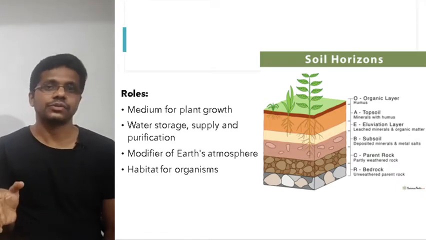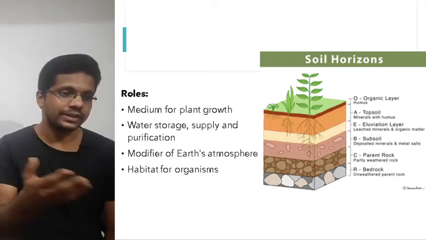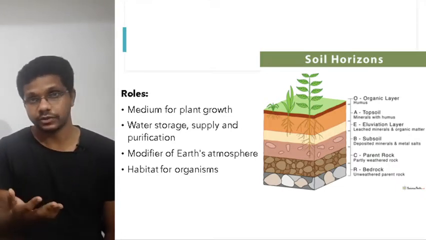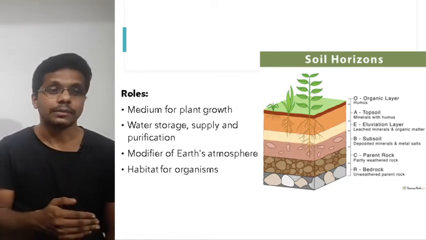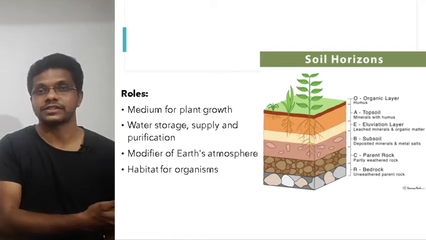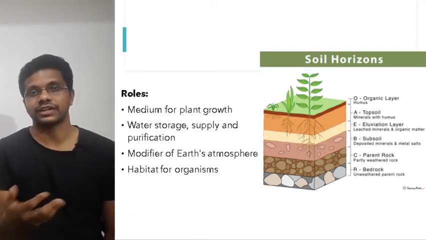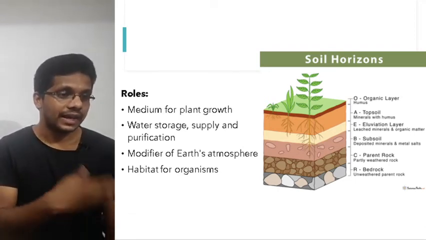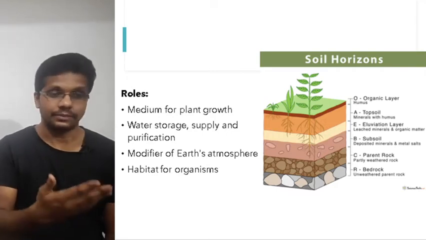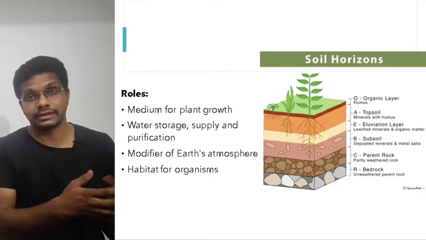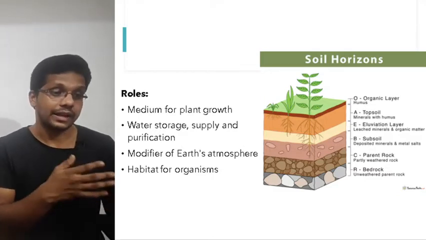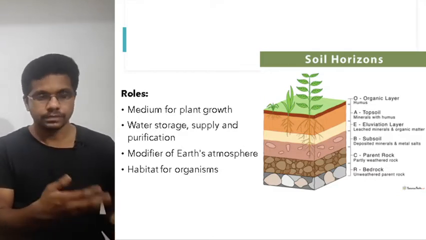Now the basic functions of the soil. They provide a medium for plant growth, and plant growth is essential for all terrestrial organisms because plants are the primary producers, and from them we get all our energy needs. Soil also has a role in water storage, supply and purification, and it modifies the atmosphere. It has a main role in climate regulation. Then it also provides a habitat for organisms.